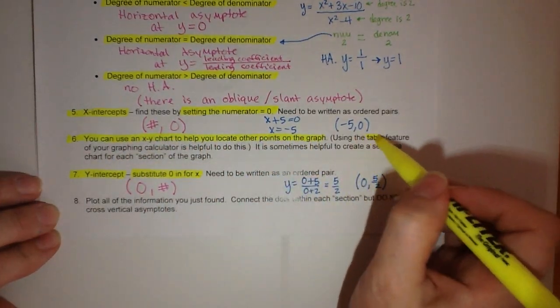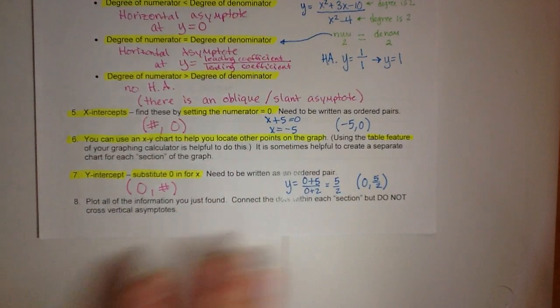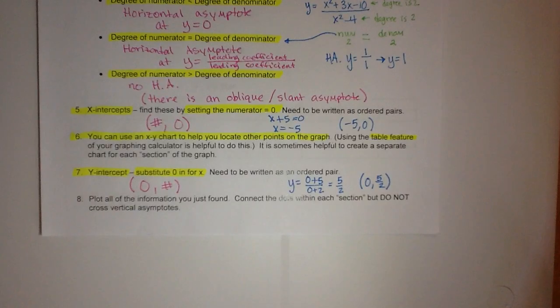Using the table feature of your graphing calculator is helpful, and also creating a separate XY chart for each section of your graph is also helpful, and I will go over that a little bit more in our example.